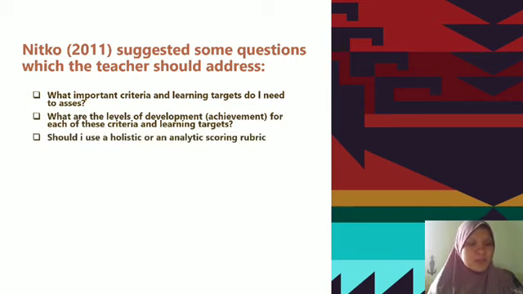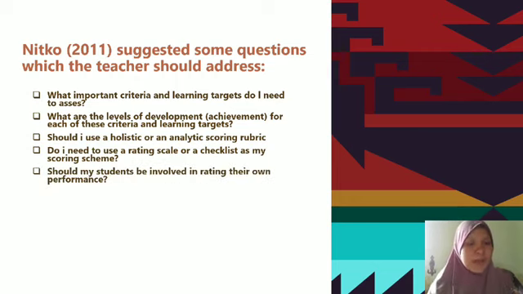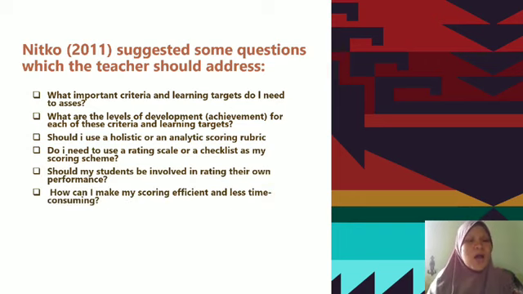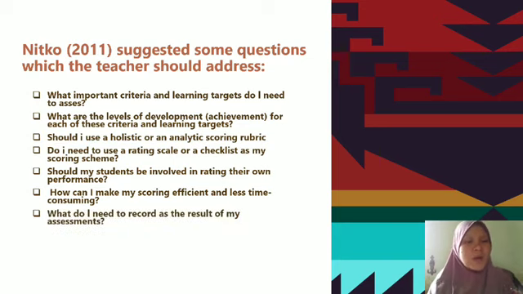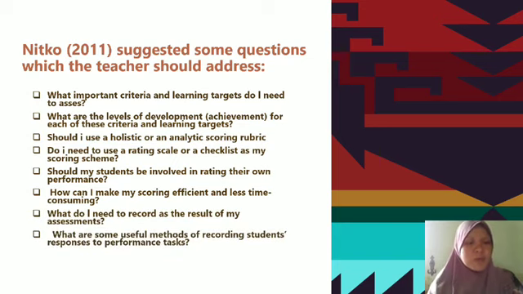Should I use a holistic or an analytic scoring rubric? Do I need to use a rating scale or a checklist as my scoring scheme? Should my students be involved in rating their own performance? How can I make my scoring efficient and less time consuming? What do I need to record as a result of my assessment? What are some useful methods of recording students' responses to performance tasks?